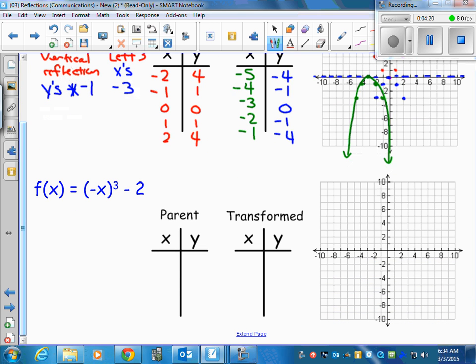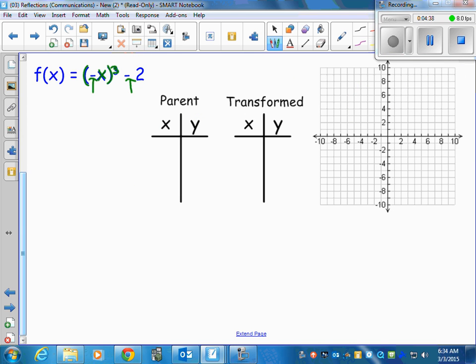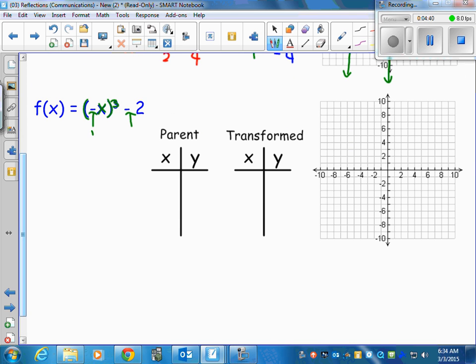Okay, next parent function. We want to identify the parent, look for the parentheses and the variable, what's directly attached to it, because we only have our 5 parent functions. So we have 2 operations being done to this x cubed graph. We have a negative on the inside. We know insides are horizontal. So we have a horizontal reflection.